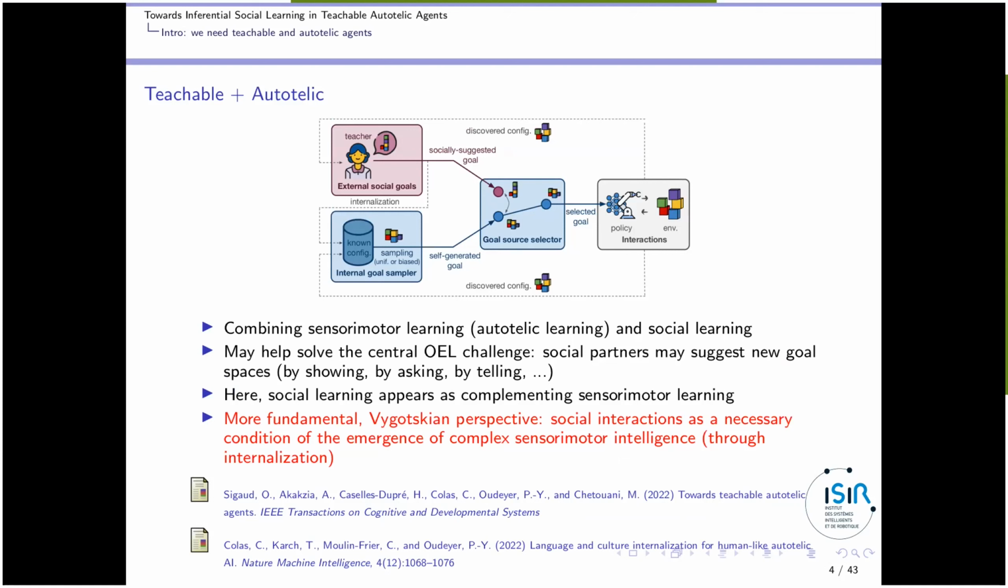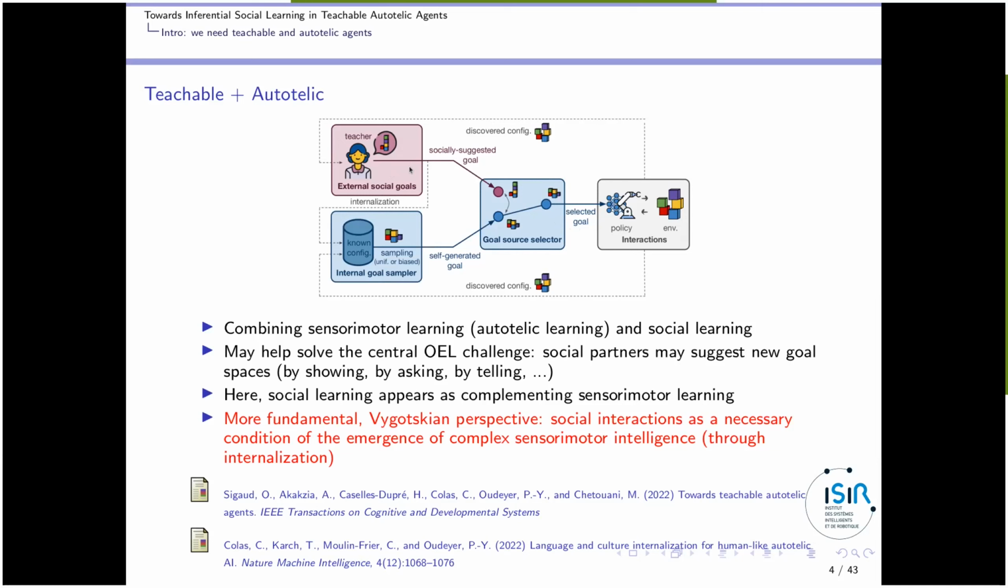That's the general point. And in that respect, I think agents that can have social interactions with other agents will help a lot. Okay, so here we have a drawing where we have an autotelic agent, that is, the agent has an internal goal sampler. It will sample its own goals, and it will learn to achieve these goals through reinforcement learning or whatever. But we don't want these agents to be only autotelic. We would like them also to be teachable. It means that an external social partner can suggest different goals to the agent.